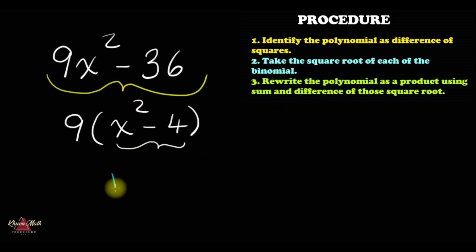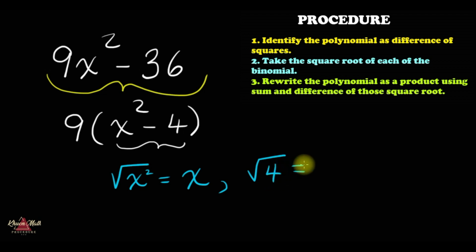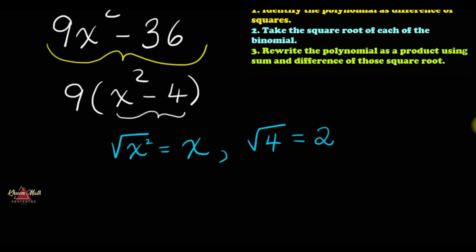So let's see, square root of x squared. Well, tell me, what's the square root of x squared? Well, that's just going to be x. And then we have to take the square root of 4. So what is the square root of 4? That's 2, because 2 times 2 is 4. Okay, so that's step number 2.